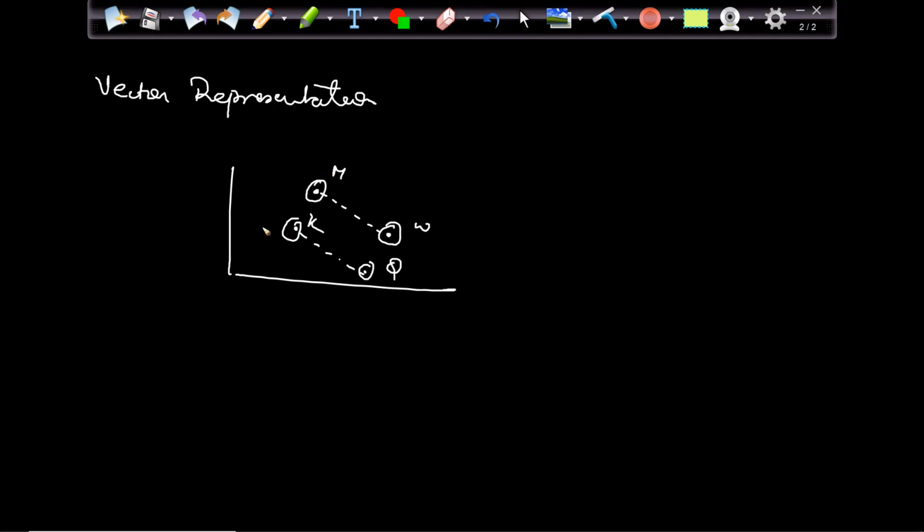So basically what it does is the distance between man and king is near, distance between woman and queen is near, and the distance between man and woman is equal to distance between king and queen. So basically the man-woman vector, or I can say man and woman combination, is parallel to my king and queen combination. Distance between man and king is less, and same way distance between woman and queen is less.